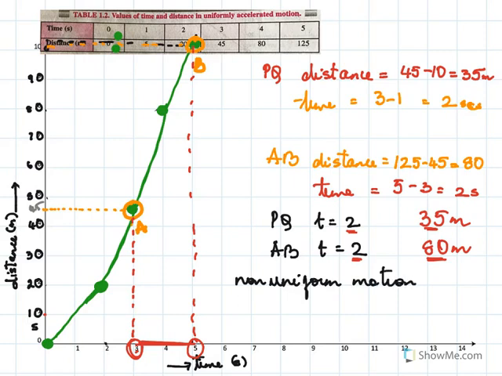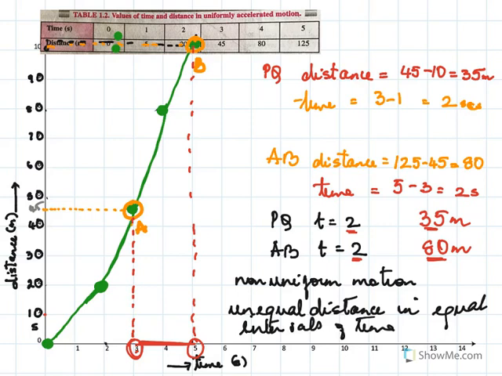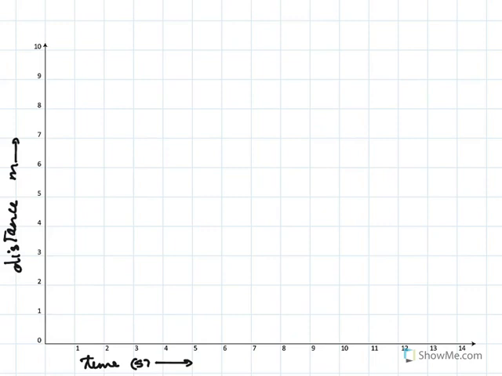And what is non-uniform motion? When a body travels unequal distance in equal intervals of time. So non-uniform motion is when a body travels unequal distances. This is important: unequal distances in equal intervals of time. So let us summarize the things that we've learned. We've learned two things: uniform motion and non-uniform motion. In uniform motion, the graph of the body is a straight line. This is uniform motion. I will call this body A.